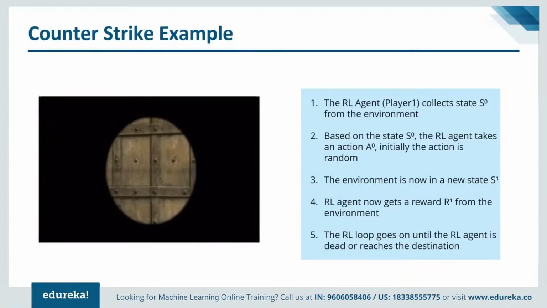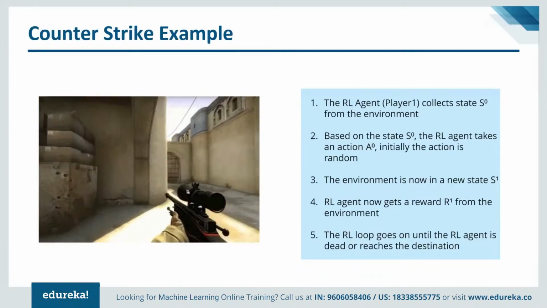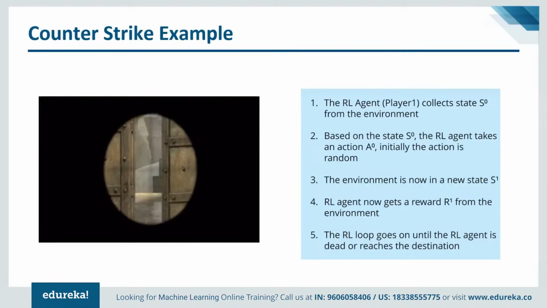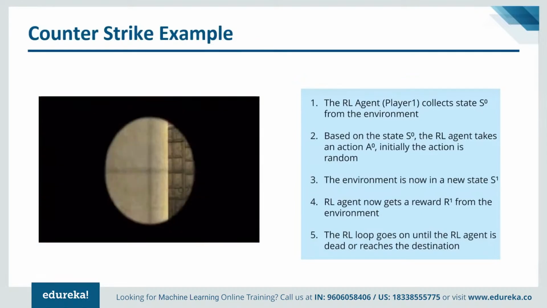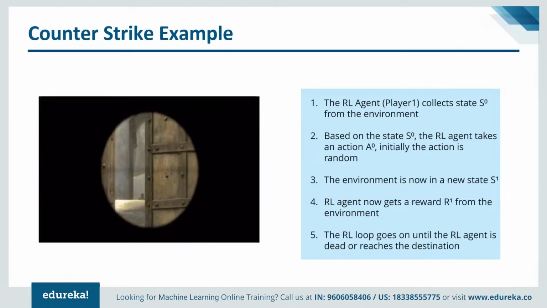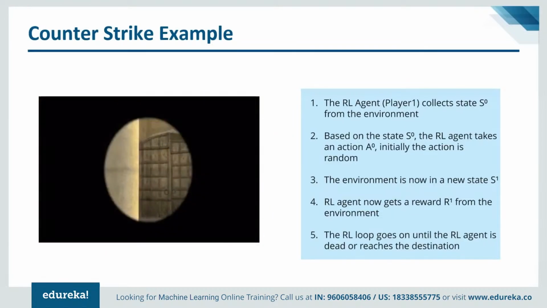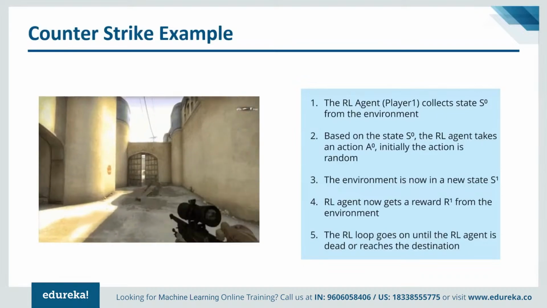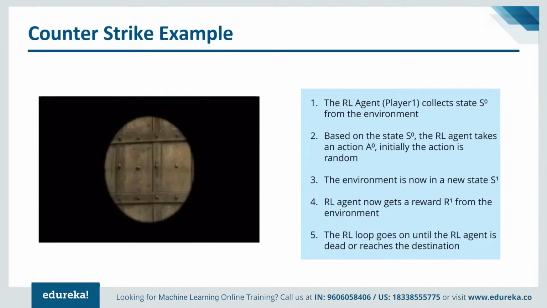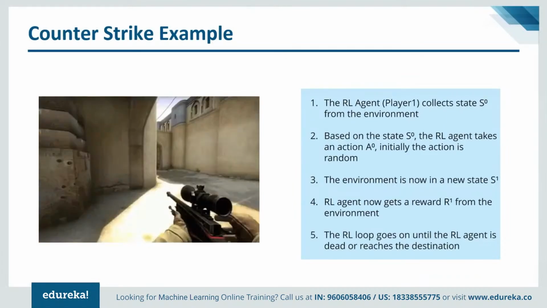Okay, so let's break it down. Initially the RL agent, which is basically player one, is trying to learn how to play the game. He collects some state from the environment. This could be the first state of Counter-Strike. Now, based on this state, the agent will take some action, and this action can be anything that causes a result. So if the player moves left or right, it's also considered an action.